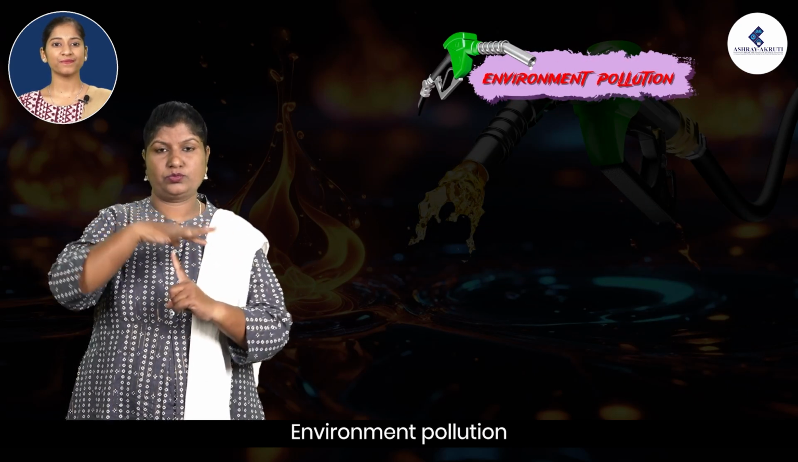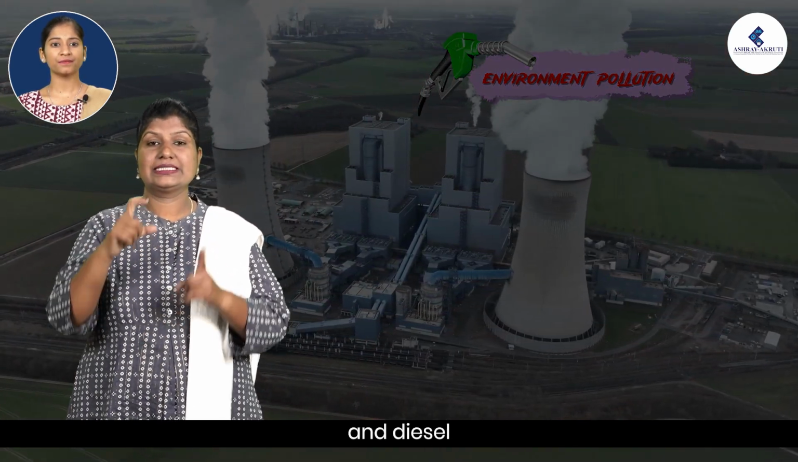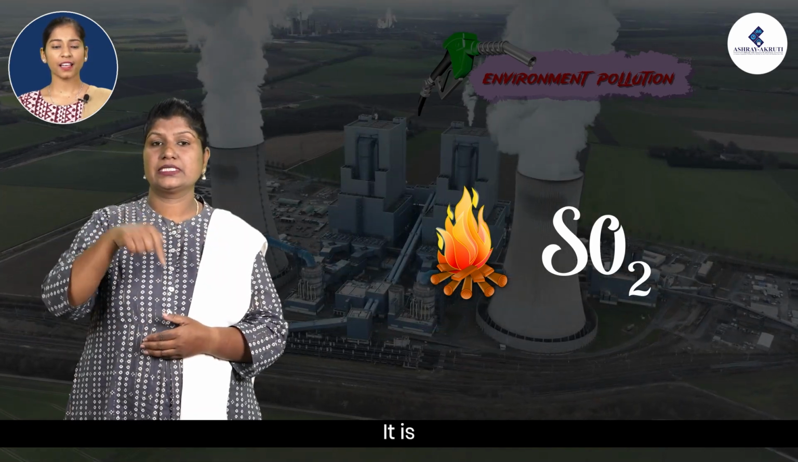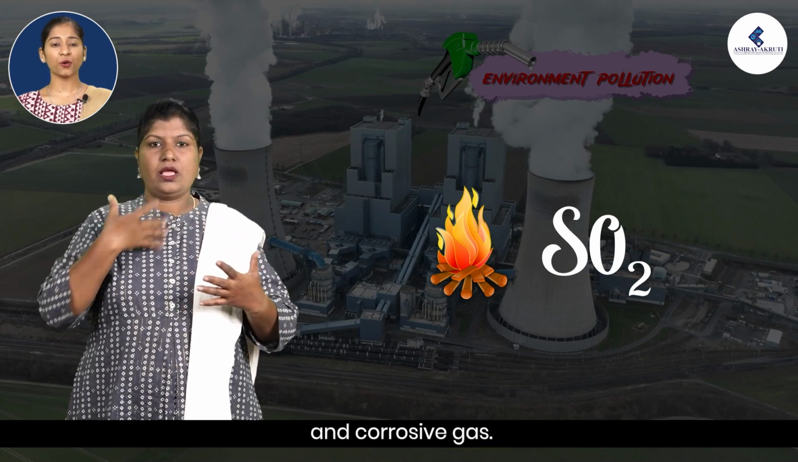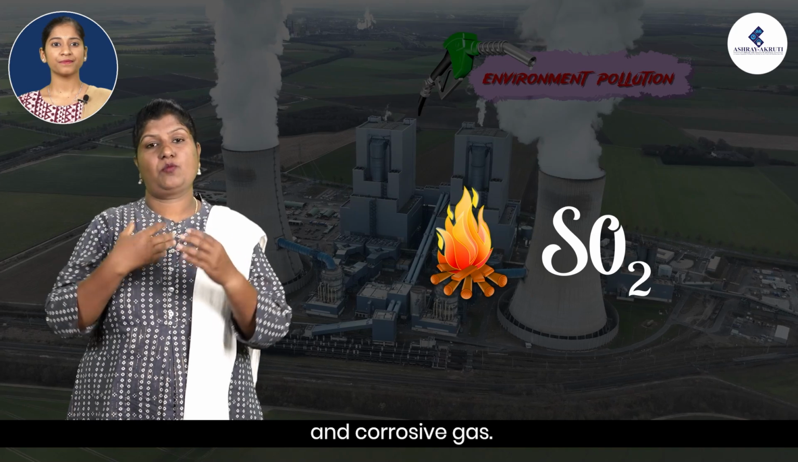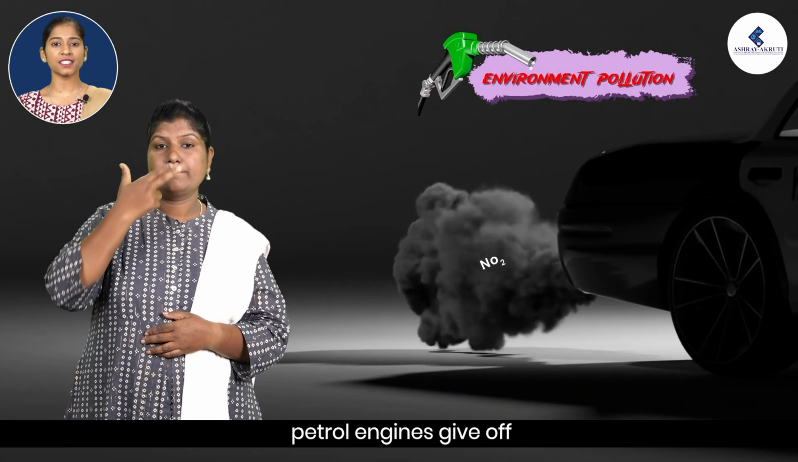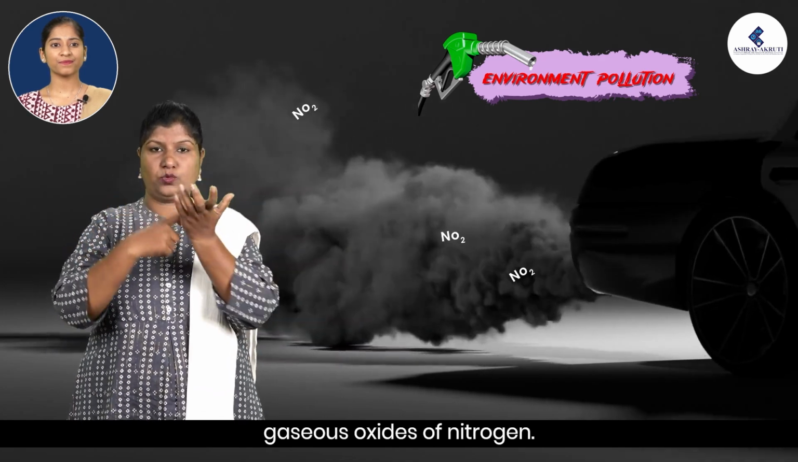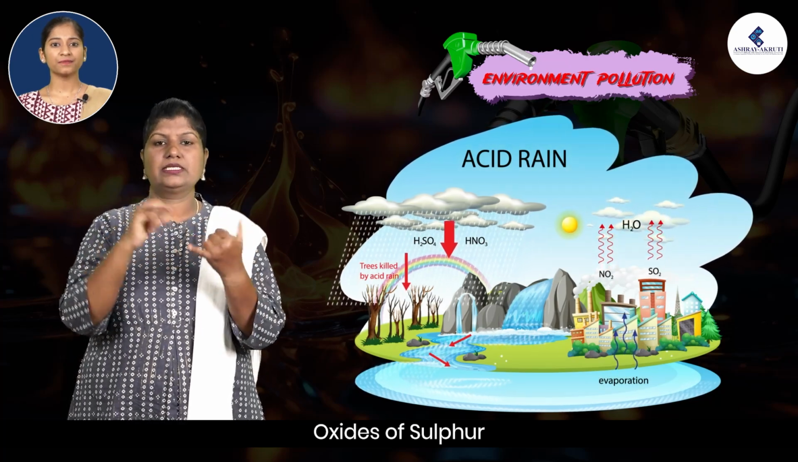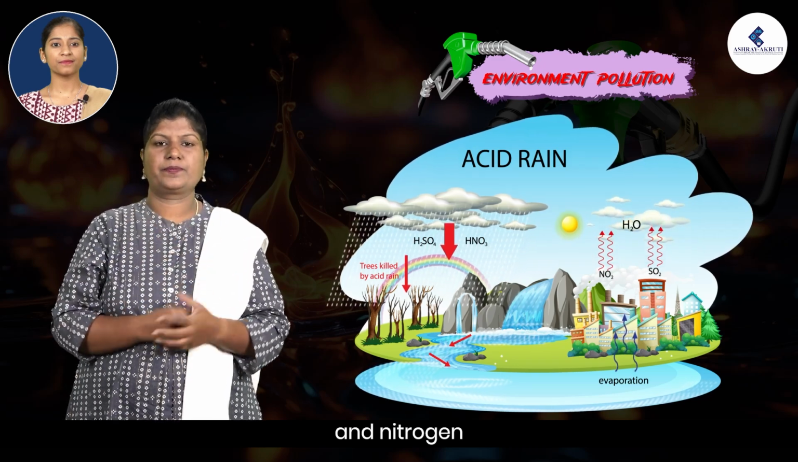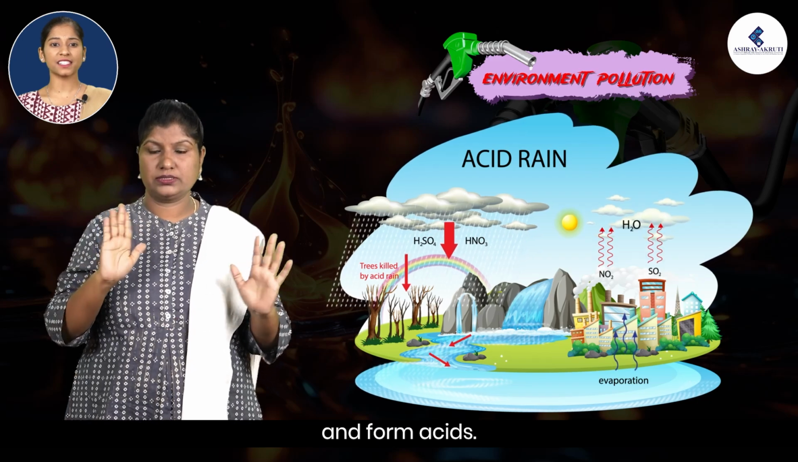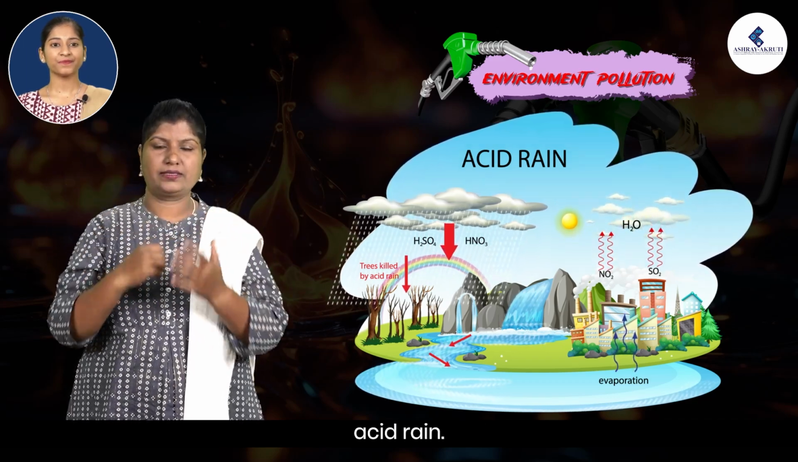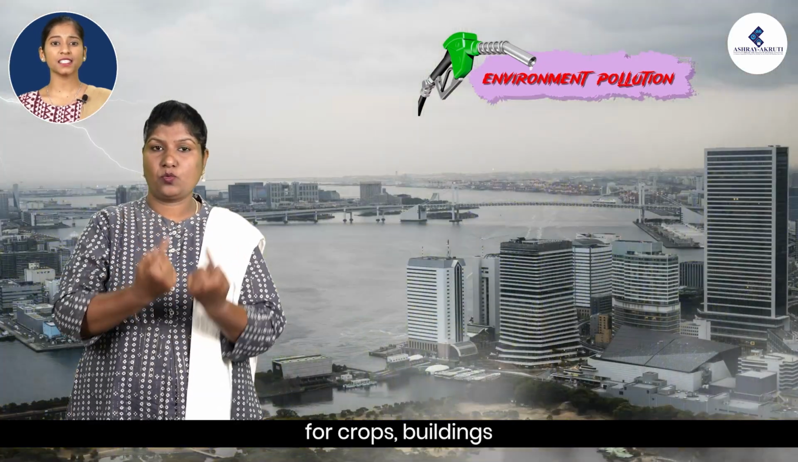Environment pollution. Burning of coal and diesel releases sulfur dioxide gas. It is an extremely suffocating and corrosive gas. Moreover, petrol engines give off gaseous oxides of nitrogen. Oxides of sulfur and nitrogen dissolve in rainwater and form acids. Such rain is called acid rain. It is very harmful for crops, buildings and soil.